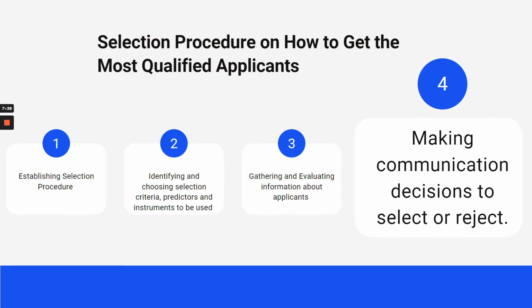Stage 4 is making communication decisions to select or reject. So you have to make communication decisions whether you select or reject the applicant. You have to leave a positive impression. You have to make that connection. Imong ipa-feel pod sa aplikante that they did their job. They did what they can do.